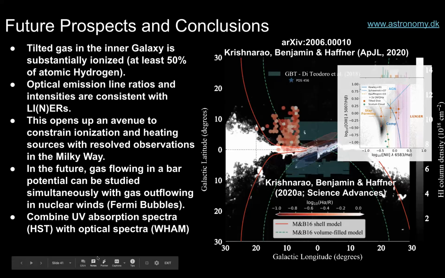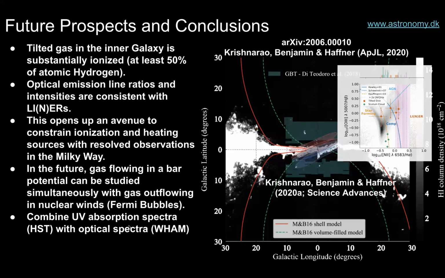So in the future, what we hope to do is combine all this together to have a unifying picture of what's happening with gas flowing in the bar, how it outflows in the Fermi bubbles, and how they both relate to one another, connecting that disk-halo interface as close to the center of our galaxy as possible. One of the ways I plan to do that is by using UV absorption spectra from HST and more WHAM observations.